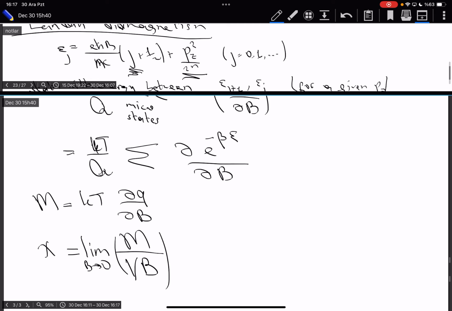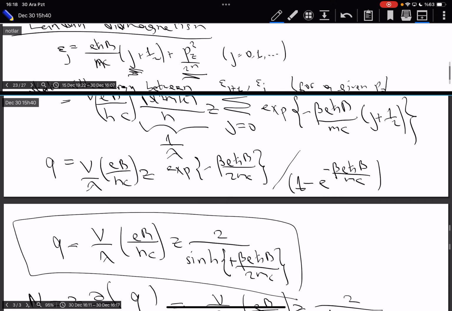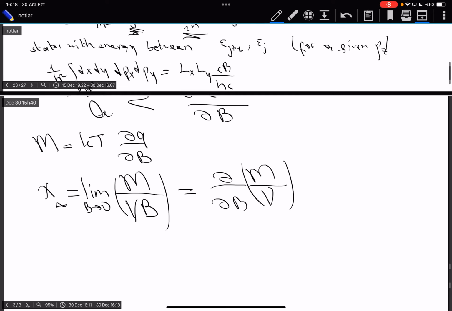This is susceptibility. Again, we are looking at the large temperature limit. I will skip the steps. Basically you need to take the derivative of this expression with respect to B and then take this limit. By the way, this is nothing but the derivative with respect to B of M over V. You can look up the steps in the book.